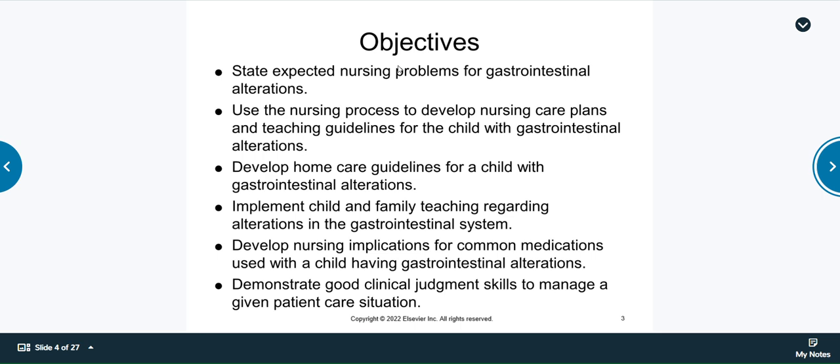Develop home care guidelines for a child with GI alterations. Implement a child and family teaching regarding alterations in the GI system. Develop nursing implications for common medications used with a child having GI alterations. Demonstrate good clinical judgment skills to manage a given patient care situation.